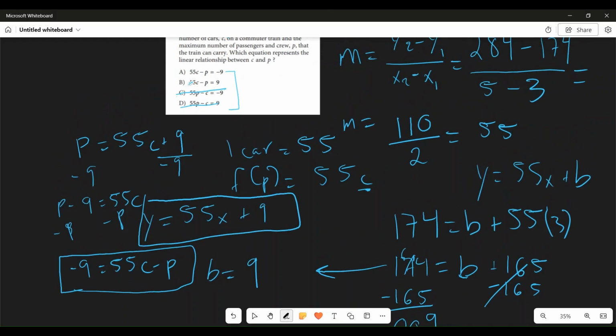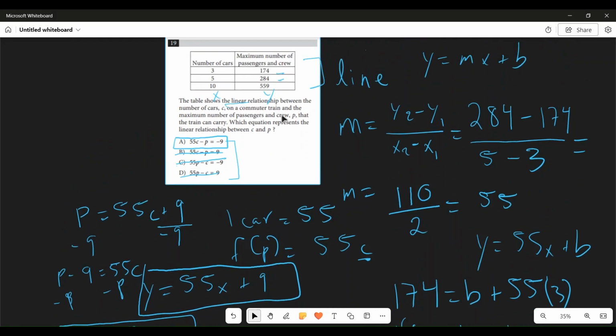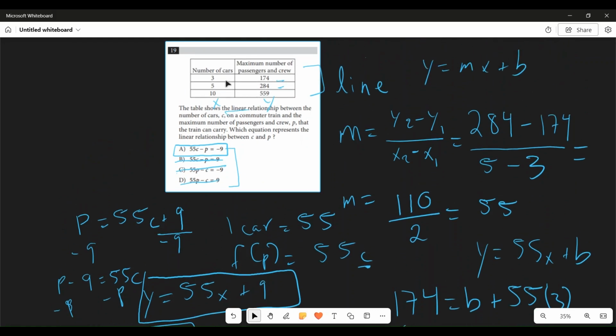Only answer choice that is equal to that is right here. Answer choice A. So there you go. That's how we solve this one. What we did was first understand which of the variables are the independent and dependent variable, and that made it easier to find out the equation of the line in terms of y and x.